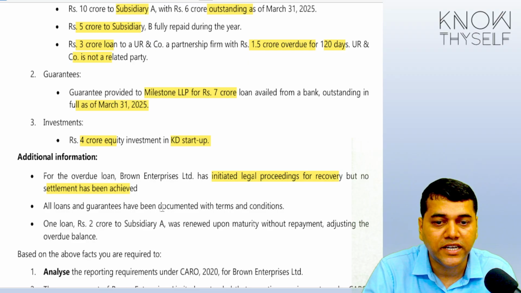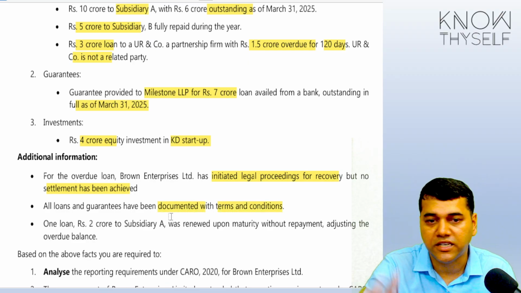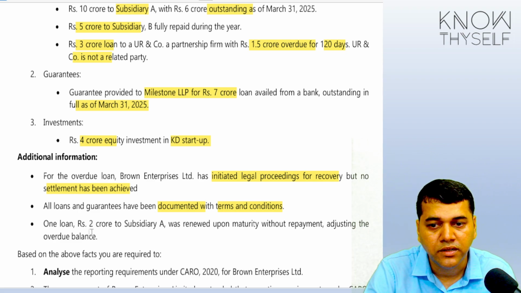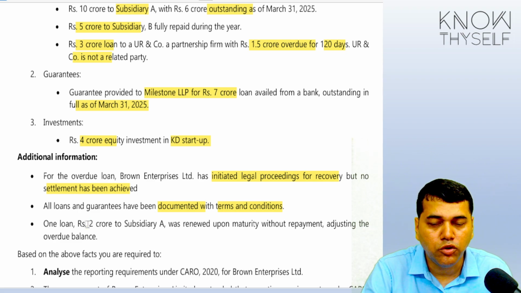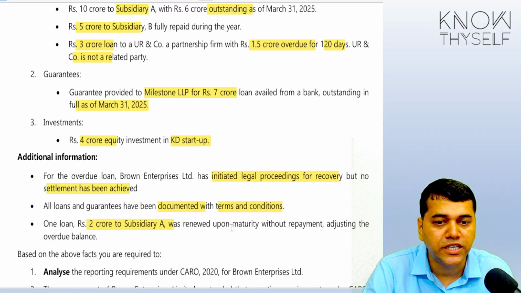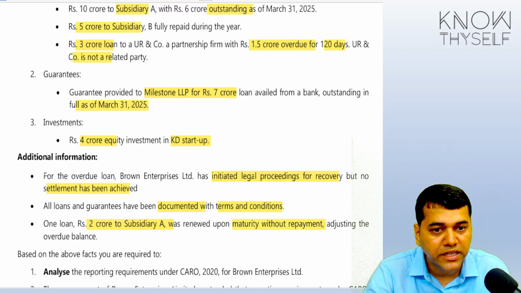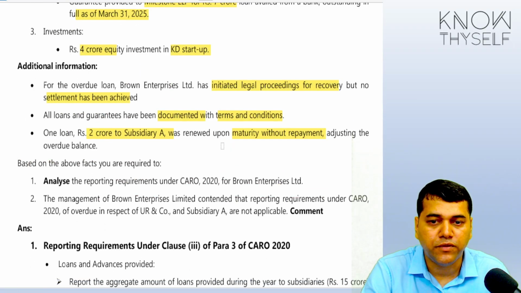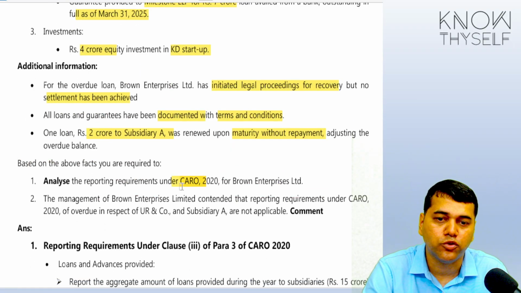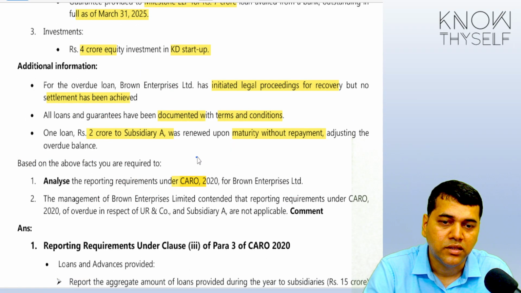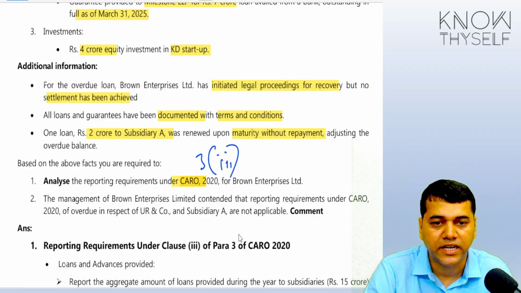All the loans and guarantees have been documented with the terms and conditions. That's fine. That means you have properly documented. Repayment schedule is there. One loan of 2 crore to subsidiary A was renewed upon maturity without repayment. This one more clause comes there: have you renewed anything? Now, based on the above facts, analyze reporting of CARO. So, you understood clause number 3, loans and advances.